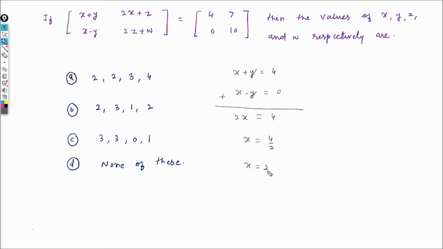Now if we put x is equal to 2 in x plus y is equal to 4, here 2 plus y is equal to 4, y is equal to 4 minus 2, that means y is equal to 2. So we have to check x is equal to y is equal to 2. See here, only the first two elements are equal, that means x is equal to y is equal to 2. So no need of calculating z and w. So our answer will be A.